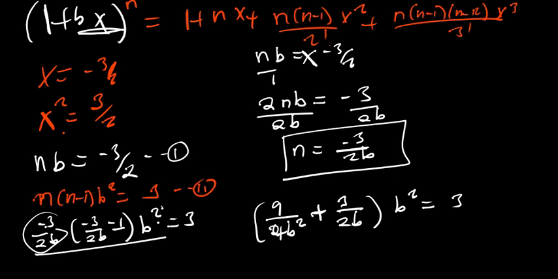Now, if I multiply b squared with what I have here, b squared will cancel, and that becomes 9 over 4 plus. Here, 1b will go and I'll have 1b remaining. So it will be 3b over 2 is equal to 3.